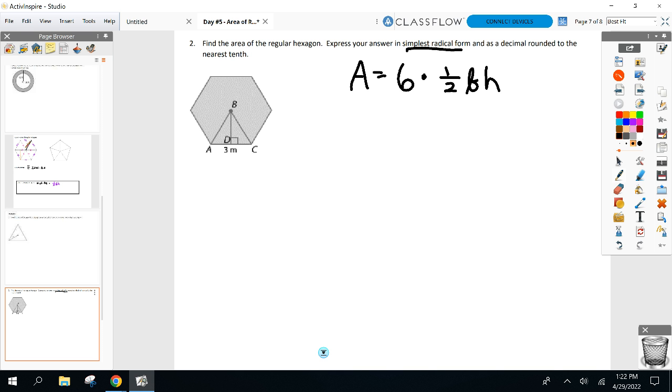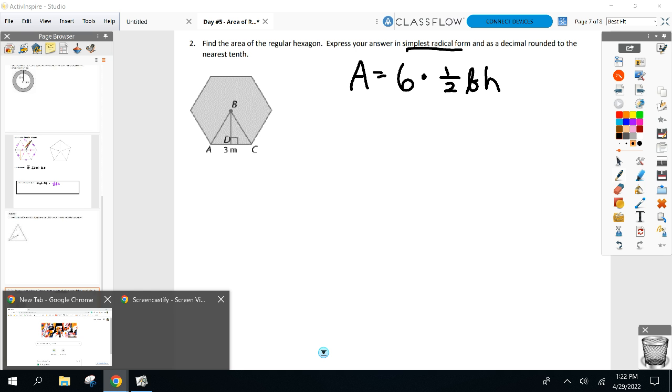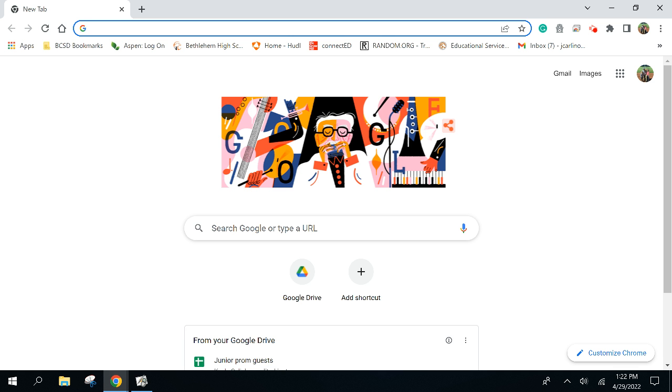I have already drawn in one of those triangles. Help me find the area of it. What do you already know for that triangle? I threw a 3 meters on there. What do you guys already know?